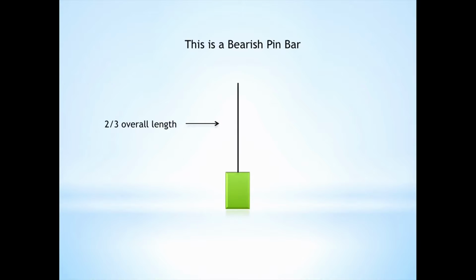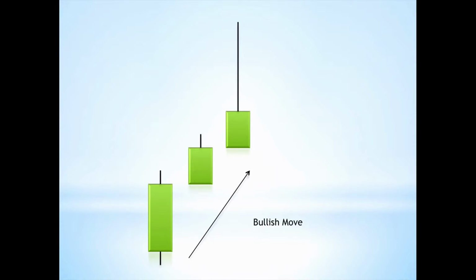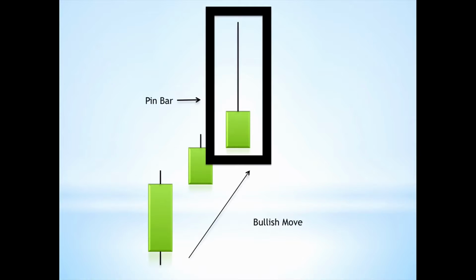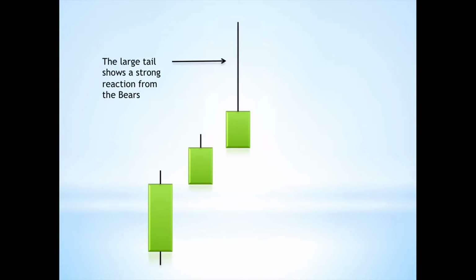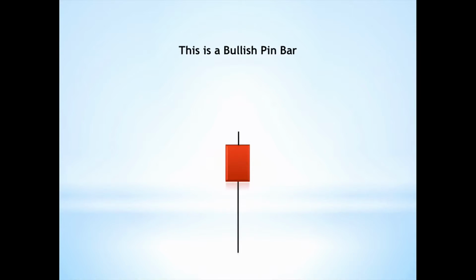For a pin bar, the tail should be at least 2/3 the length of the candle. The body should make up 1/3. You will find a bearish pin bar after a bullish move in the market. The reason the candle works is because the large wick shows a strong surge of sellers coming into the market. This suggests that the bears may be gaining control. A bullish pin bar is the same, but will be found after a bearish move.